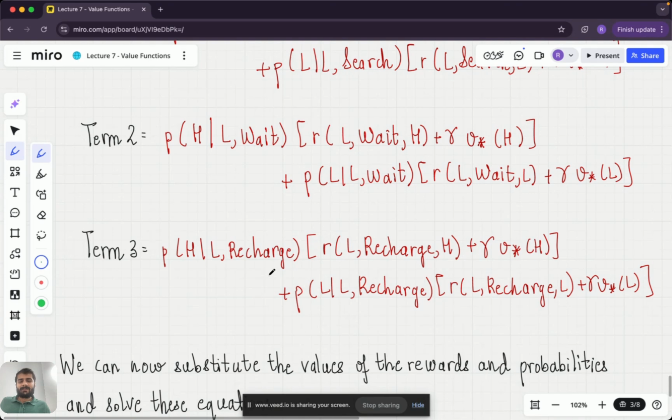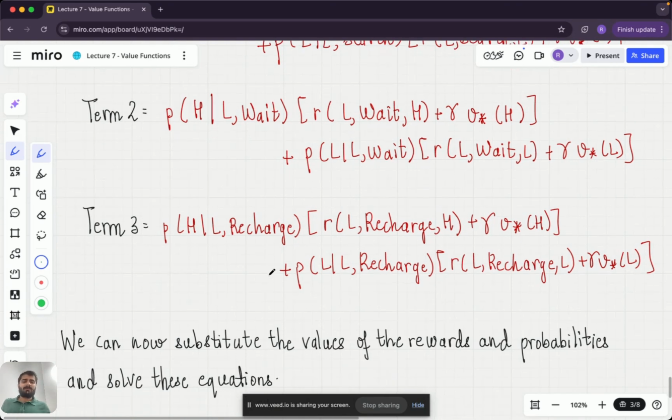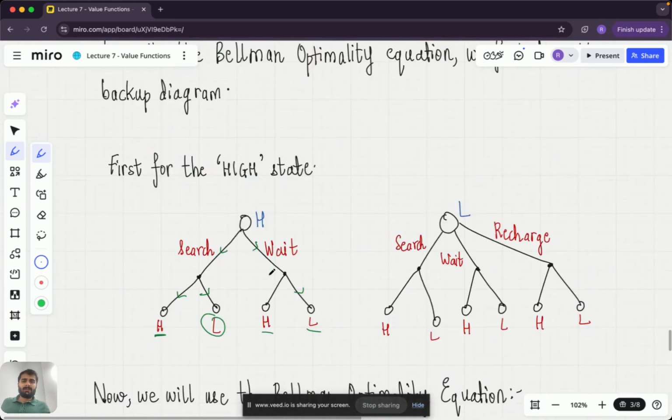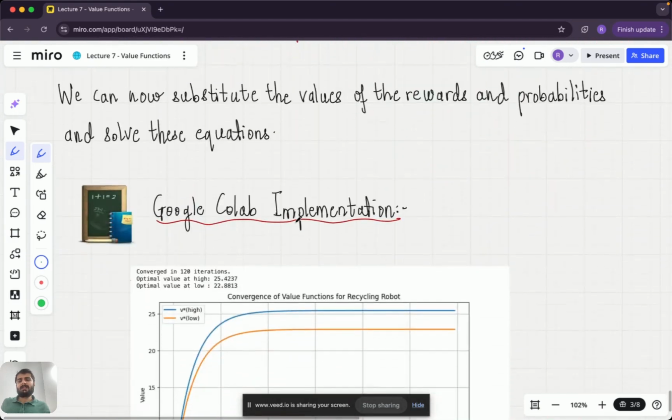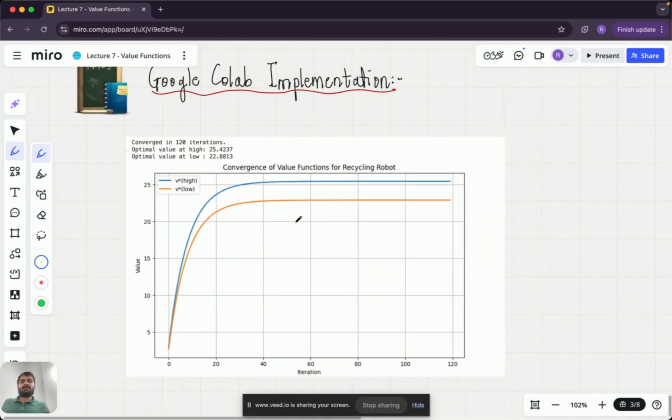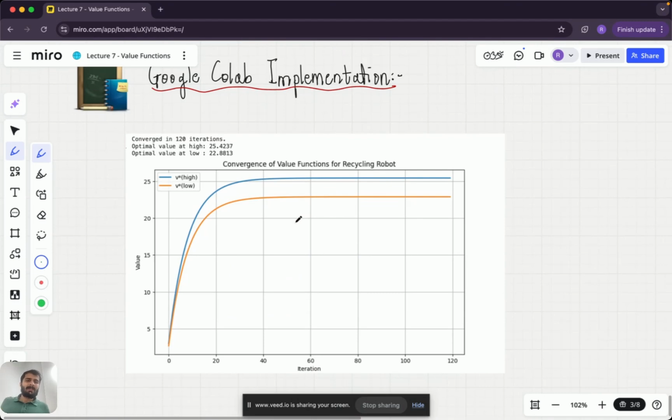and you will get more confidence to use these equations as well. And now what we do is that we substitute the values of these rewards and these probabilities, and we actually solve these equations. So I have given the code in the comments. You can run the code. It's a simple code. It runs quickly, and you can see that the maximum value that we get for high and low is 25 and 22.